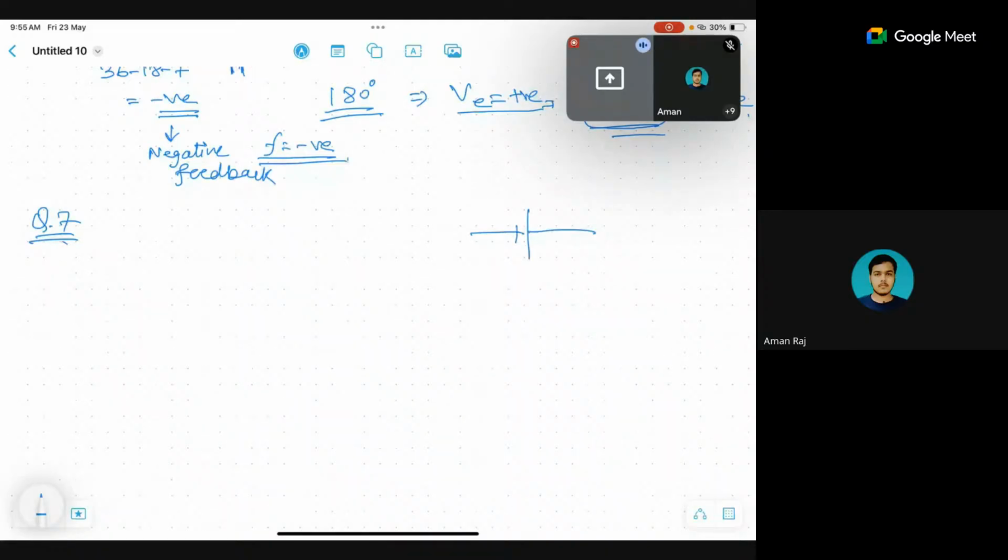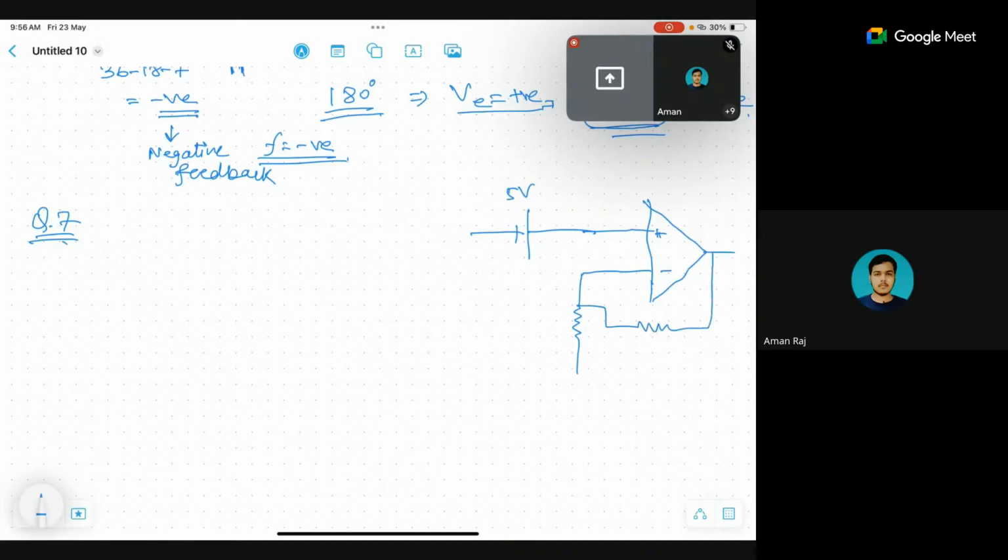So it is a 5 volt. Op-amp, positive terminal, negative terminal, 1 kilo ohm, RF, 1 K, V out. Okay, so that is dependent on question number 6.